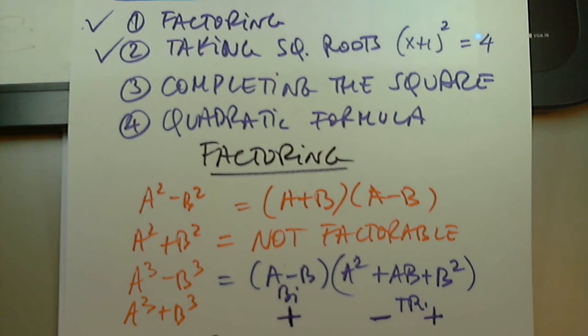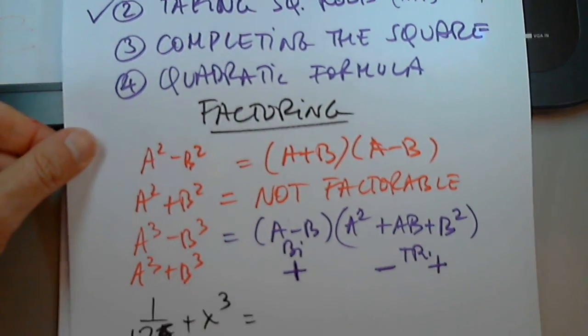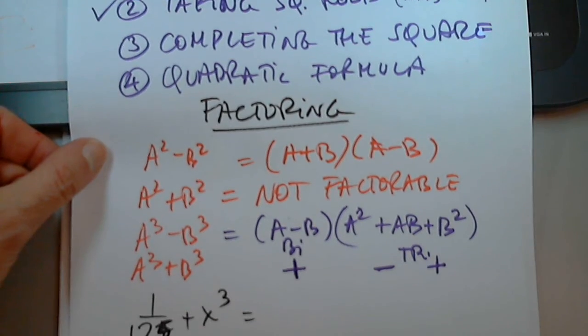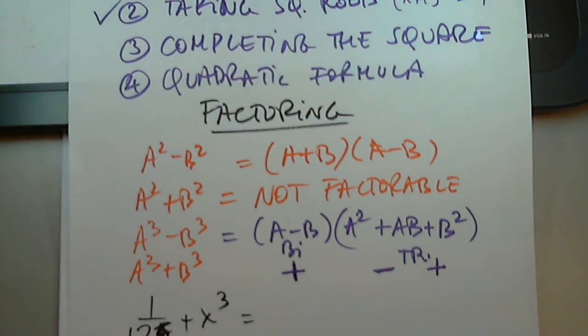Okay. Good. So let's do both. So 1 over 125 plus x cubed, and then 1 over 27 minus x cubed. We're going to do both. Is that okay? Very good.